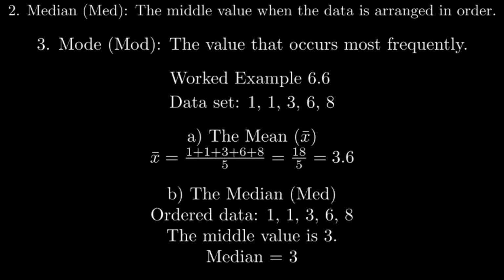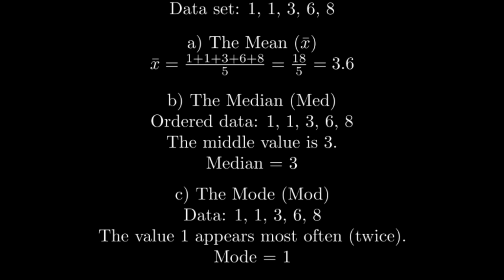For the median, we first order the data, which it already is: 1, 1, 3, 6, 8. With 5 values, the middle one is the third value, which is 3, so the median is 3. If you have an even number of data points, the median is the average of the two middle values. For example, if we had the data 1, 1, 3, 6, the two middle values are 1 and 3, so the median would be 1 plus 3 over 2, which equals 2.